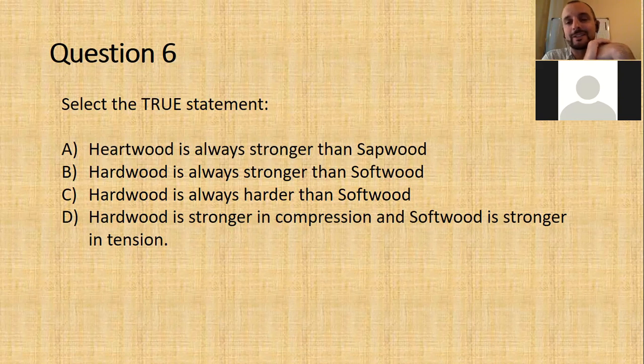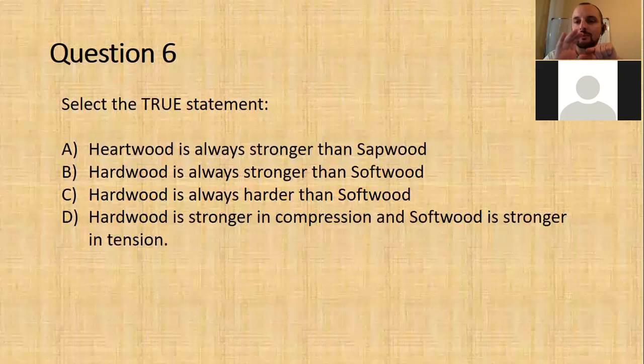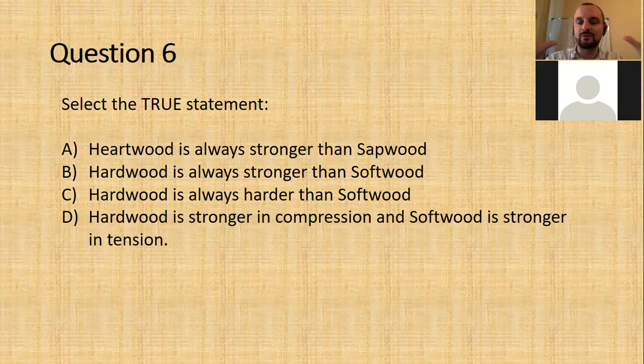Good grief, guys. You need to focus on your wood and wood products. I don't want you losing marks there. But the answer is A. Heartwood is always stronger than sapwood. So remember, heartwood is the wood in the very center of the tree, and sapwood is further on the outside. And the heartwood is always denser and stronger.